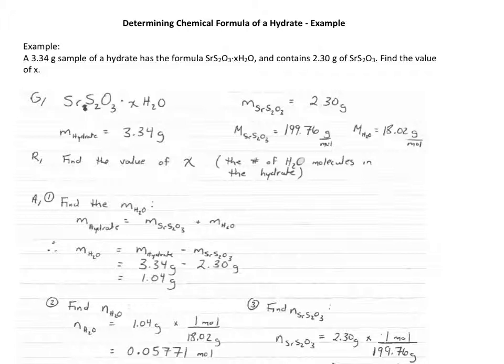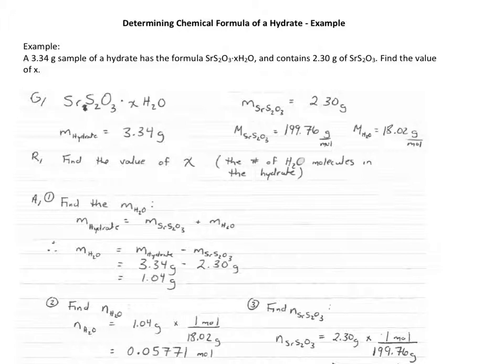All of the given information is recorded here, including what was given explicitly in the problem, and then some things that will most likely be useful, including the molar mass of the anhydrous compound and the molar mass of water. As I mentioned before, we are trying to find the value of X, which is the number of molecules of H2O associated with the SrS2O3.